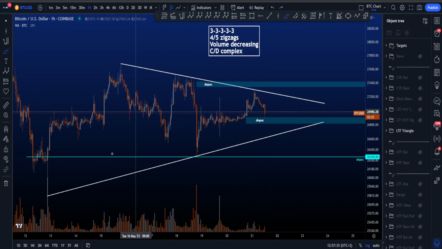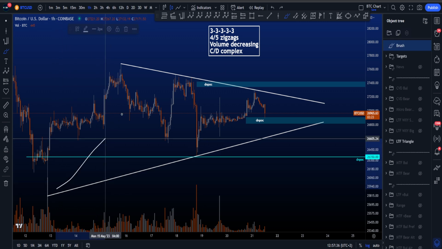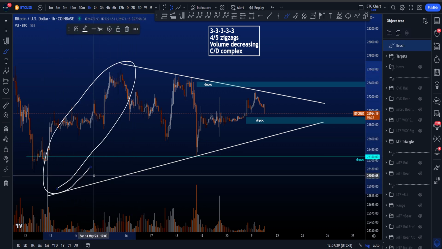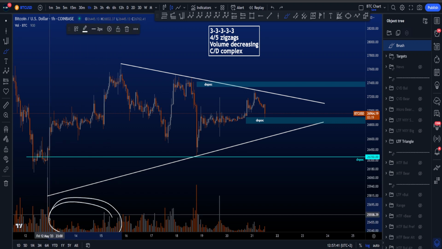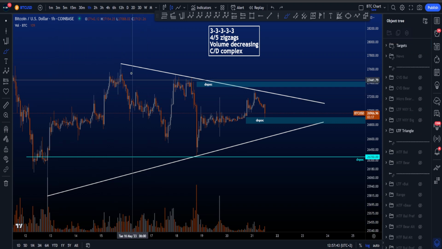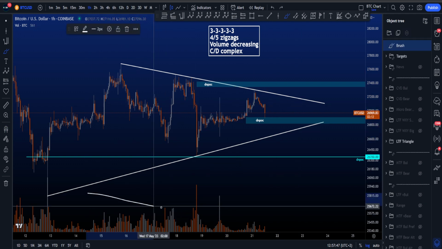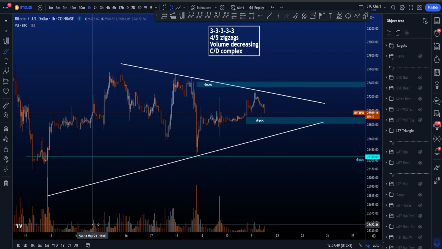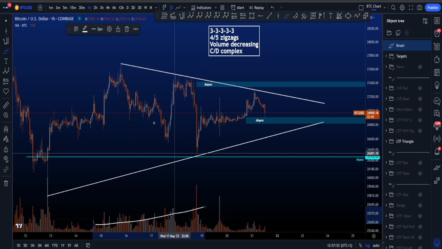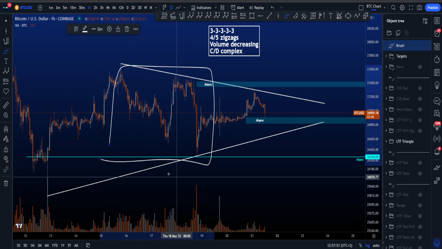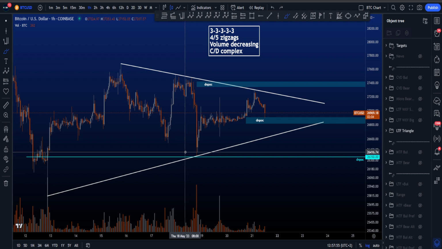But as mentioned, the main problem is the volume. In a triangle, you want to see the volume decreasing. So the first structure then has the highest amount of volume, which is basically non-existent over here. And then once the pattern is evolving, you want to see volume slowly decreasing. However, you can clearly see that volume has been increasing in this structure over here, which is not what you want to see in a triangle scenario.